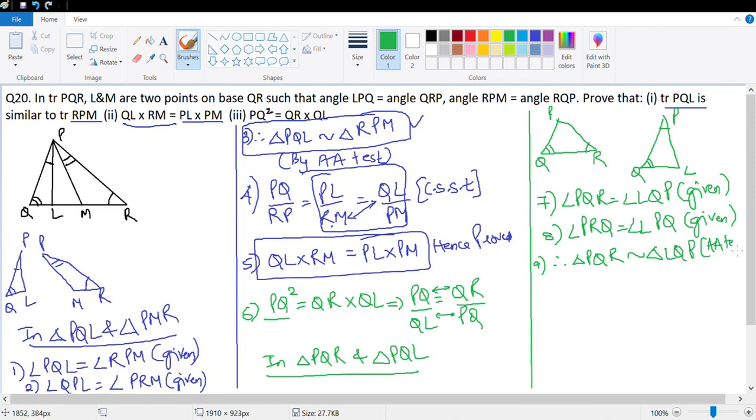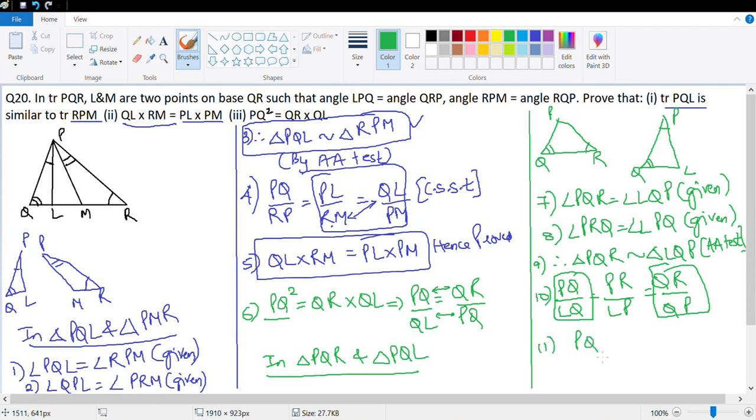By the AA test. Let's figure out the CSST for this, which means PQ upon LQ would be equal to PR upon LP, which would be equal to QR upon QP. So they want PQ square, which means I am looking at these two. So if I cross multiply, what I get is PQ into PQ. That's PQ square is equal to QR multiplied with QL. Done. That's what they wanted me to prove. So hence proved. Good. Let's look at the next question.